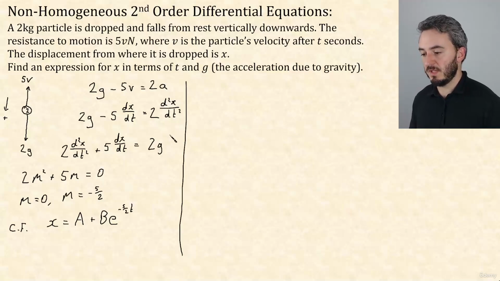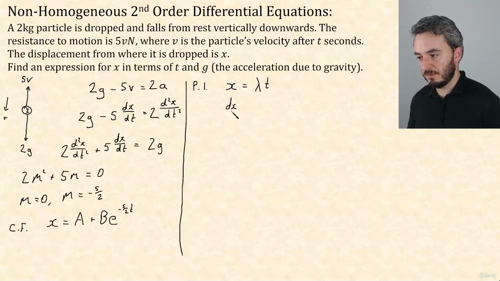Now it's time to look at my particular integral. The particular integral here is a constant, 2g is a constant, but I already have a constant in my complementary function, which means my guess of the form needs to be different. If it's a constant here but you already have a constant there, we're just going to guess linear. So that's just lambda t. We don't need to bother with a mu because we know that the mu will cancel because it's constant.